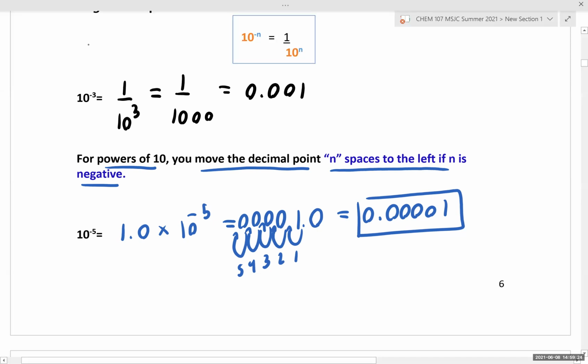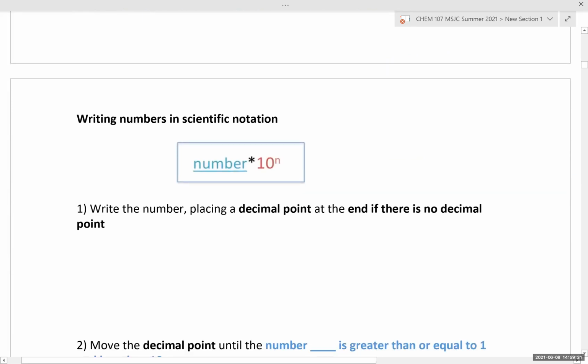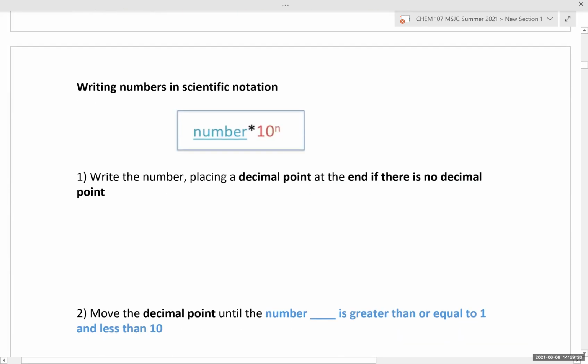If we don't have any questions, let's keep going then. And let's talk about how to convert numbers into scientific notation.